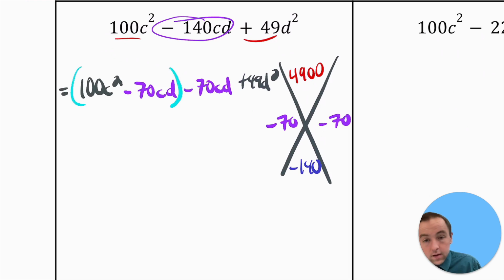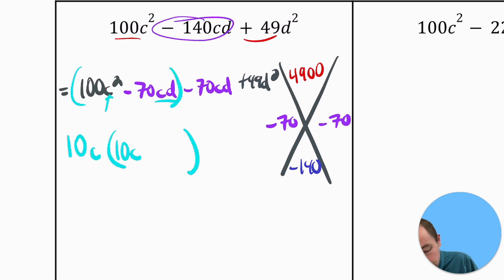We group those first two things together, and then we find what they have in common the most. So 100 and 70 have a 10, and c squared and cd have a c, so we can take out a 10c. That's going to leave you with 10c minus 7d in the parentheses.